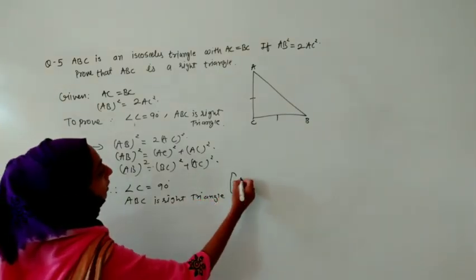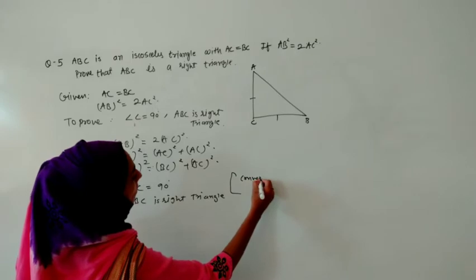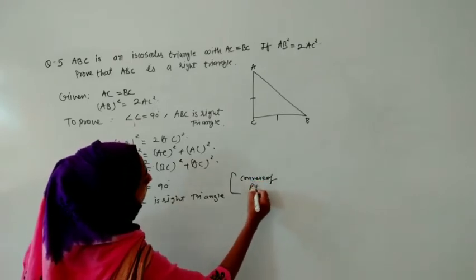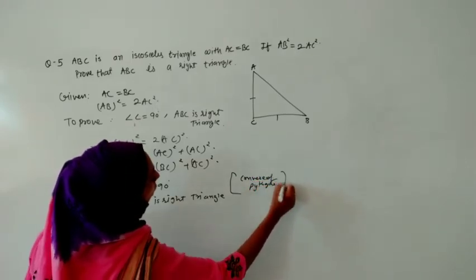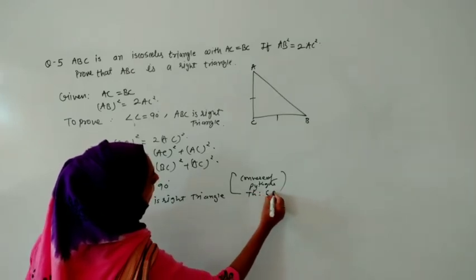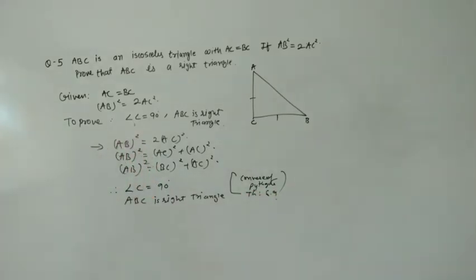How have we written this? I will write converse of Pythagoras, or we can write theorem 6.9. So this is the end of the question. This question was very easy to solve.